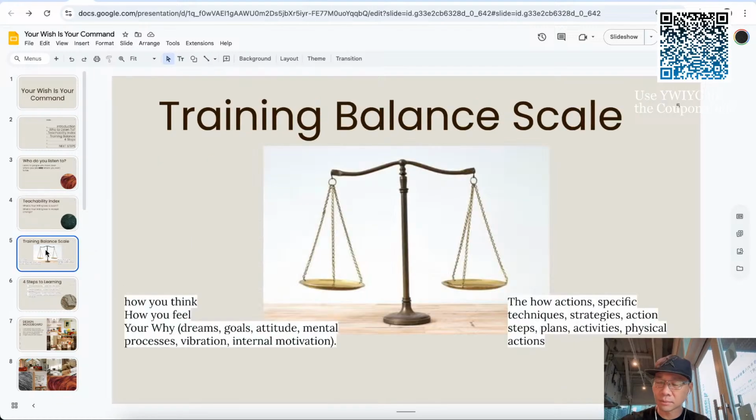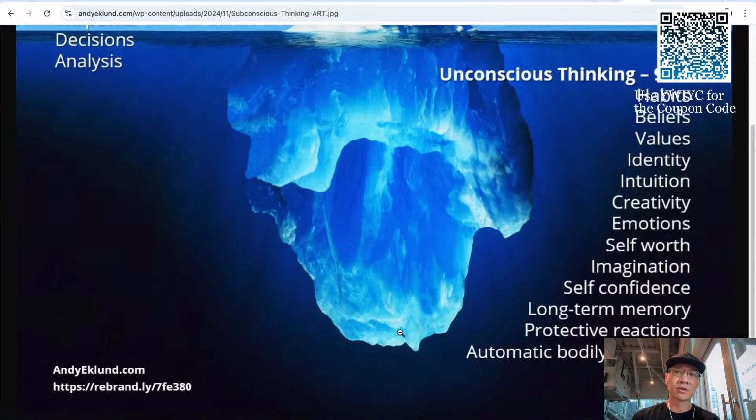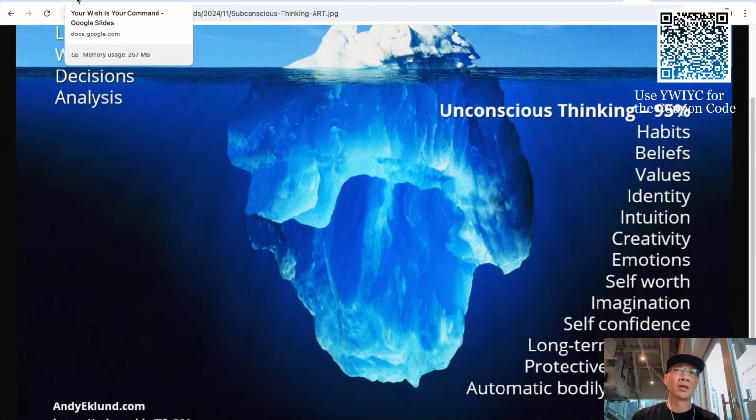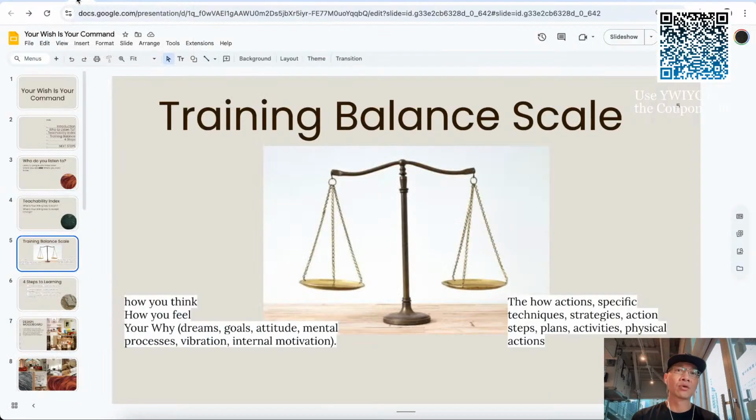Training balance scale. How do you think and how you feel at a very deep level, not just a fleeting thought? We're trying to keep positive mental attitude for 5 minutes. What are your goals, dreams, attitudes, mental processes, vibration, internal motivation? What's really underneath the surface? What's really under the hood where nobody sees? That's really driving your life. Until we can identify that programming, we can uninstall and reinstall positive programming.